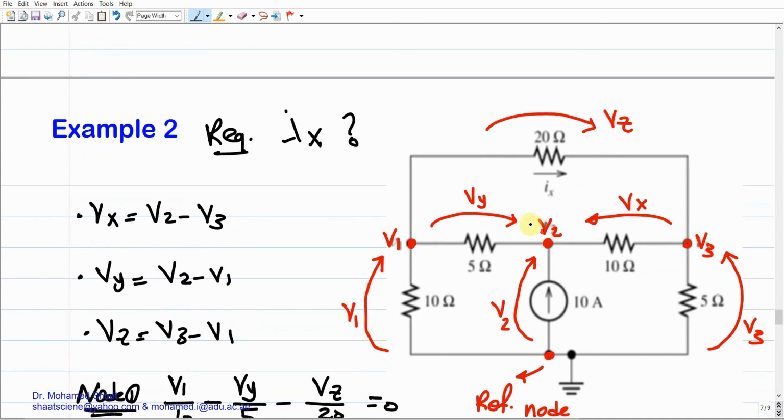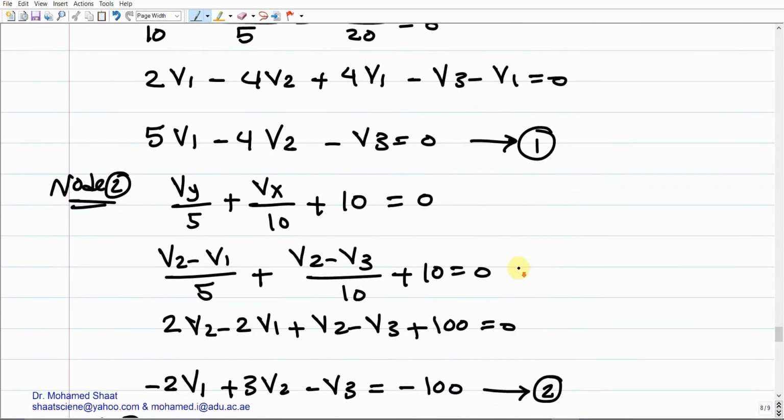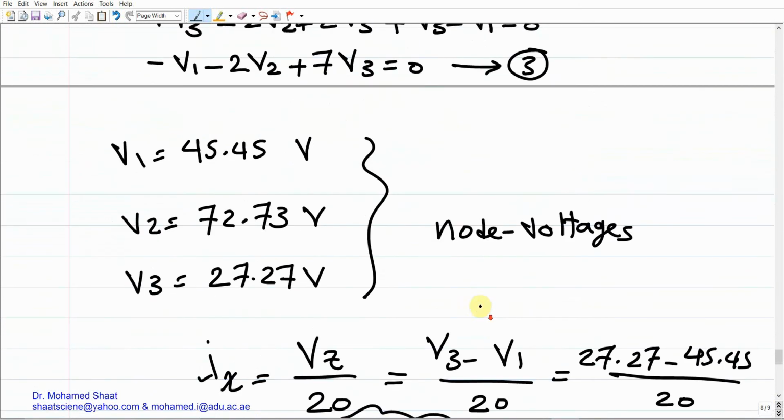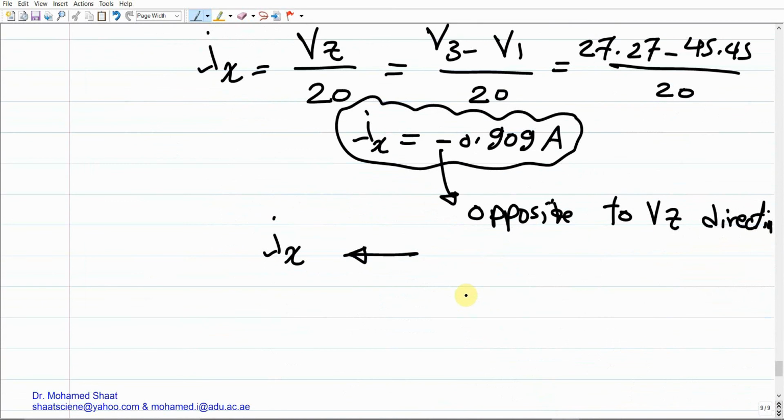Make sense? So this is for the example 2, and this is for the node voltage analysis method, which is a very simple method that we can consider for the resistive circuit analysis. Okay, so that's it for this video. In the next video, I'm going to discuss the last method, which is the mesh current method, how it works.